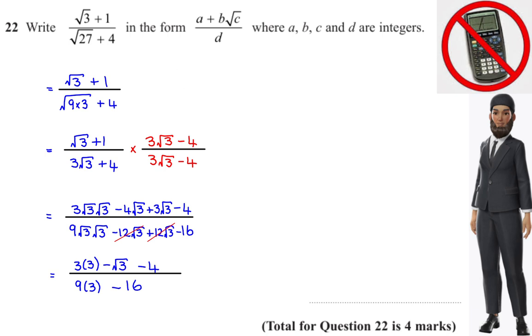And then finally, what we should end up with, our final answer, should work out to be 3 times 3 is 9. 9 take away 4 will give us a 5. And then you've got a minus root 3 over here. And all over 9 times 3 is 27. 27 take away 16 is going to give us 11. And this should be your final answer: (5 minus root 3) over 11.